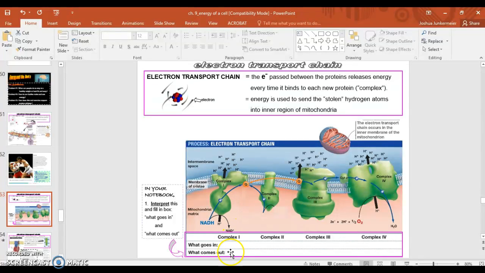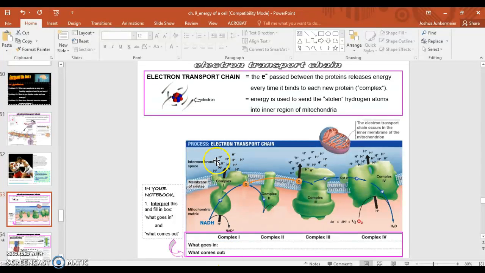Does anything come out? Well, you could argue that when the NADH makes contact with complex 1, not only do things go into complex 1, but it also comes out as something new. It comes out as NAD+, because when NADH loses a hydrogen, it becomes NAD+. So for coming out, you could say NAD+.